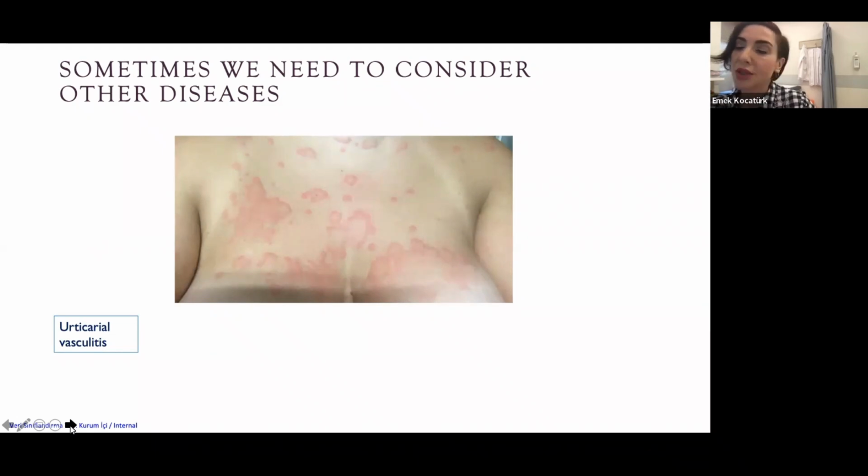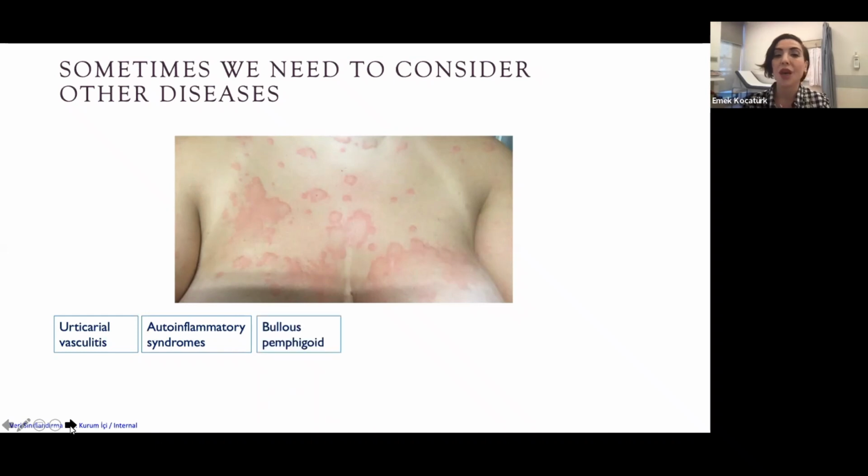And the first important differential diagnosis is urticarial vasculitis. And we also need to exclude autoinflammatory syndromes. Sometimes bullous pemphigoid can appear with urticarial lesions. We had a patient like this. The patient had urticarial lesions for 2 years, and after 2 years, she came with the blisters, and when we made the direct immunofluorescence study, we saw that the patient had bullous pemphigoid.